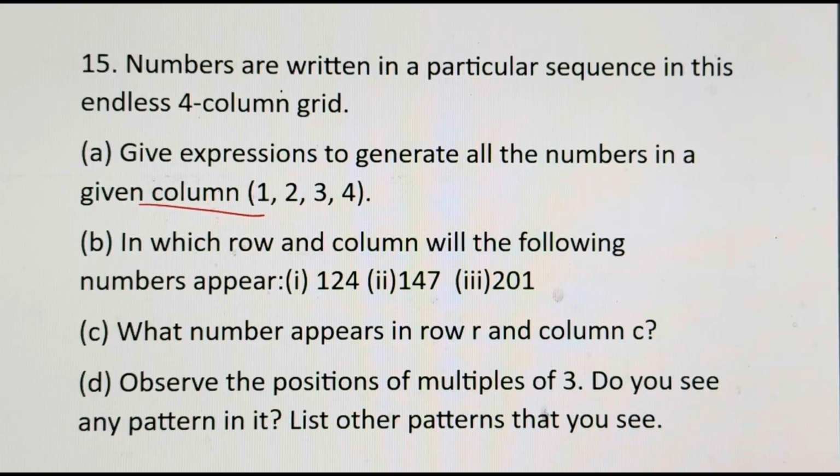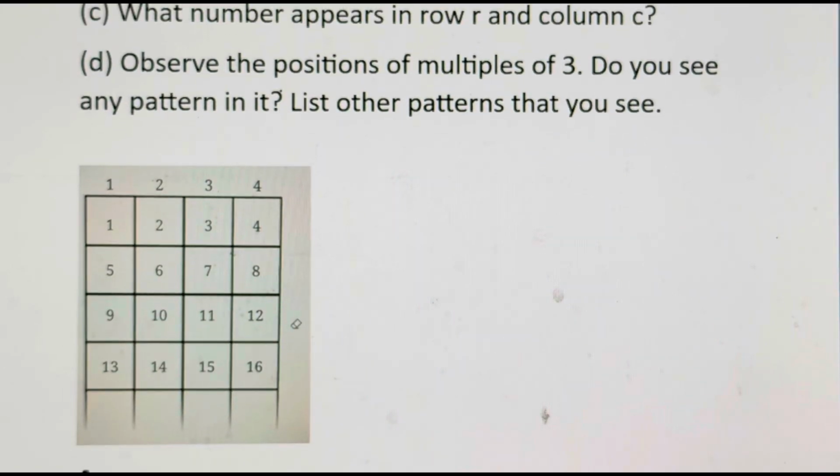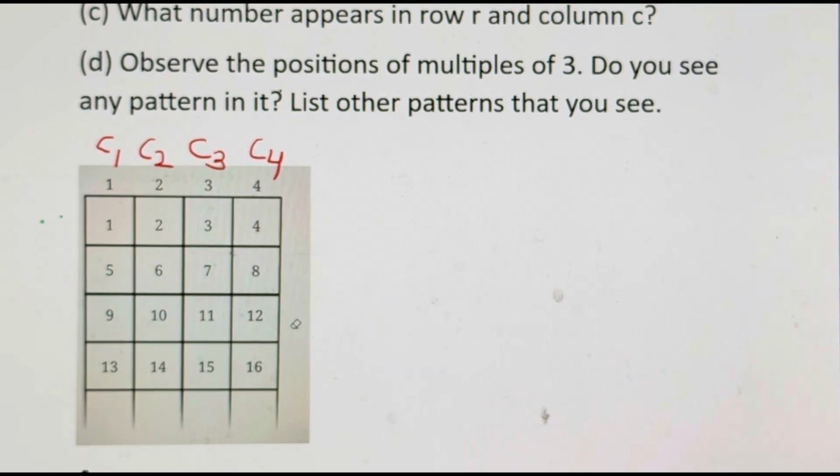So let us go back to the diagram, the grid which is provided over here. First you should understand what are columns and rows. These are columns: column number 1, column number 2, column number 3 and column number 4. Then if we see the rows, we can name this R1, row 1, row 2, row 3 and row 4. Right, so columns are fixed. There are only 4 columns and rows are endless.